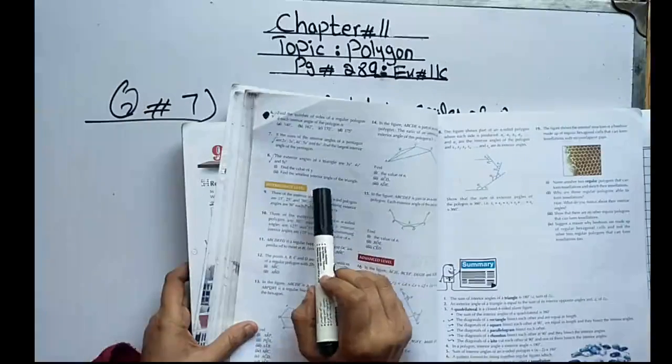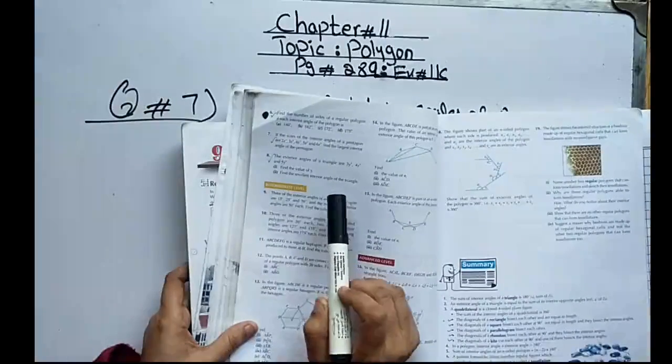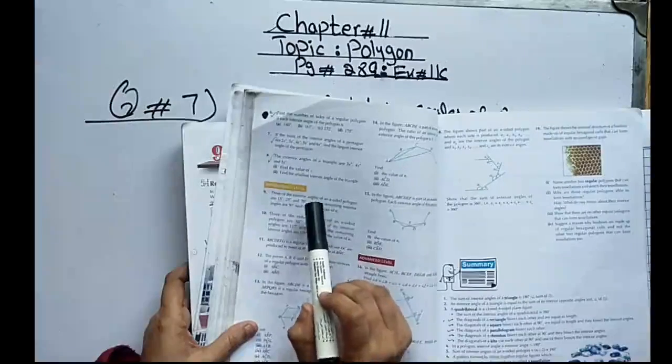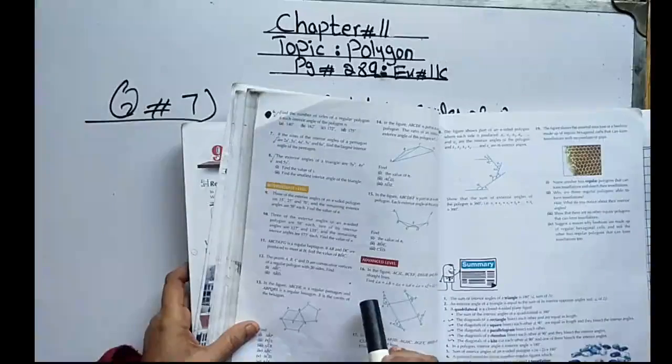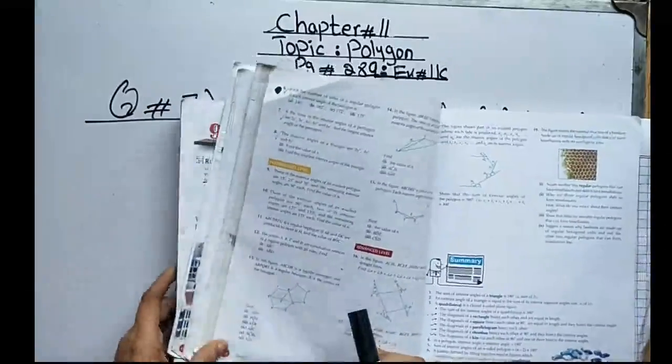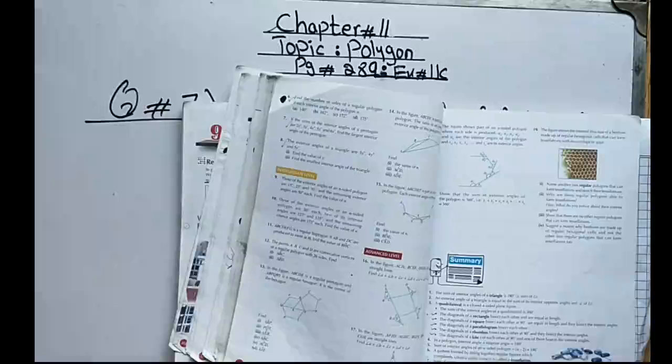Find the smallest interior angle. Then you will put the value of y in each angle. Then you will check which one is the smallest. Got it, beta? Okay, thank you. Do the practice of these other questions in your notebook.